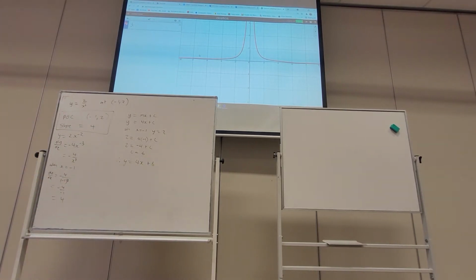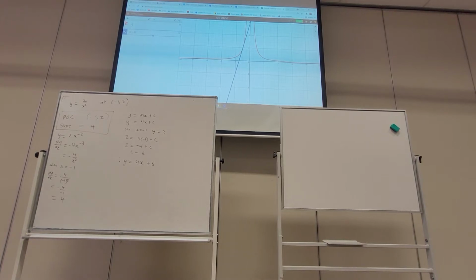Okay, let me give a quick sketch of that one. Beautiful tangent there, parallel to the curve, at x is minus 1. Okay? We can also do the general form process.